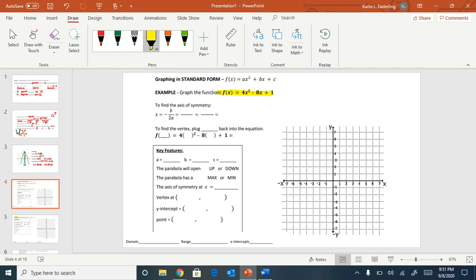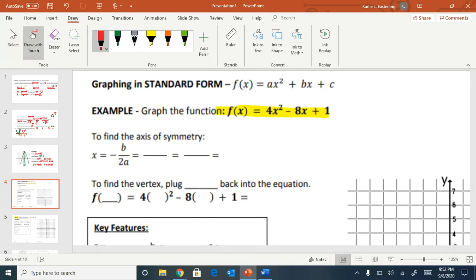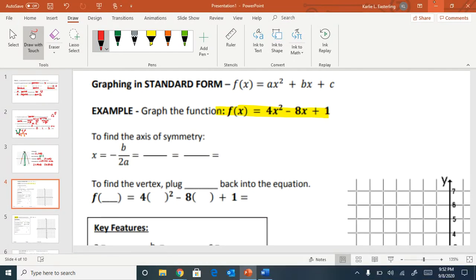So the first thing we're going to do is find our axis of symmetry. I'm going to zoom in a little bit. Our b value here is negative 8, so we're doing negative of negative 8, because we have that negative here and that negative here. That's divided by 2a, which is 2 times 4. So on the top we'll have positive 8, and on the bottom we will again have positive 8, and that simplifies to 1.